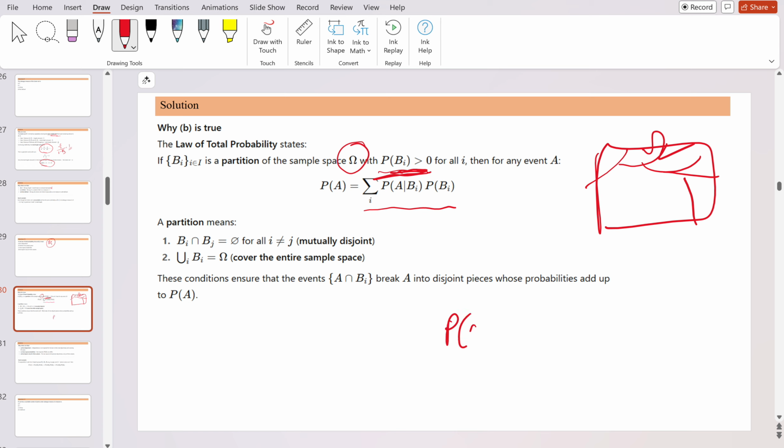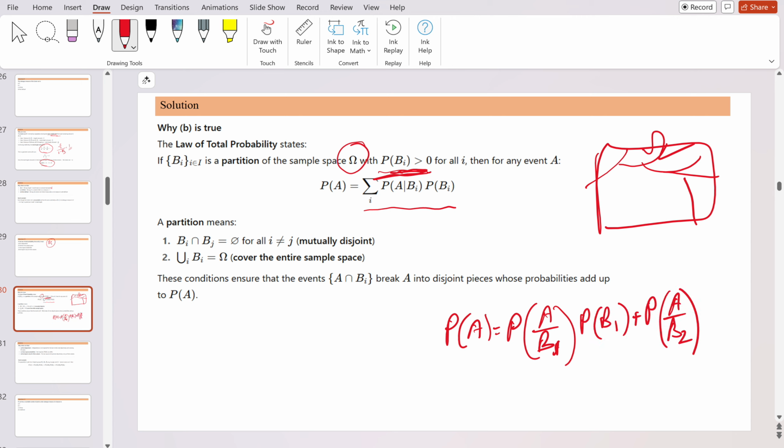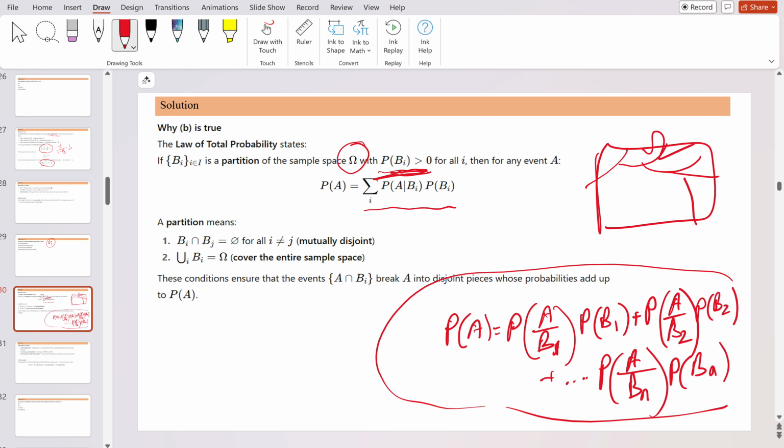It means that the probability of A will be equal to the probability of A given B1, that is, the occurrence of A such that B1 has already occurred, multiplied by P(B1), plus the probability of A given B2 multiplied by P(B2), plus dot dot dot, the nth term, the probability of A given Bn multiplied by P(Bn). So this is all a partition of the sample space, which holds for the law of total probability.